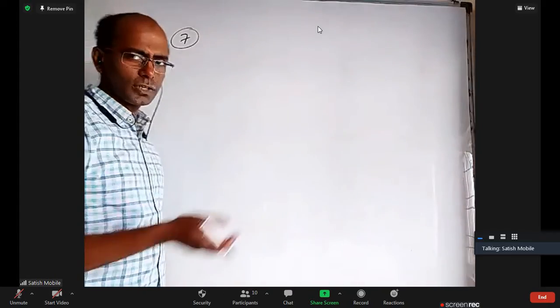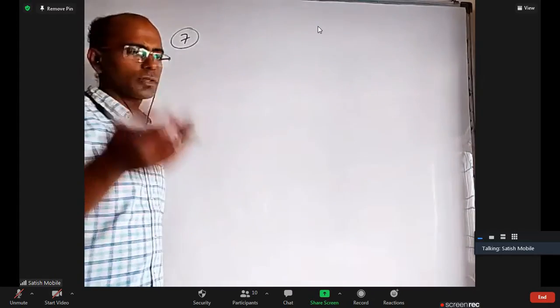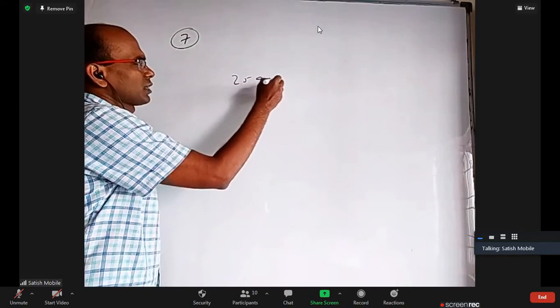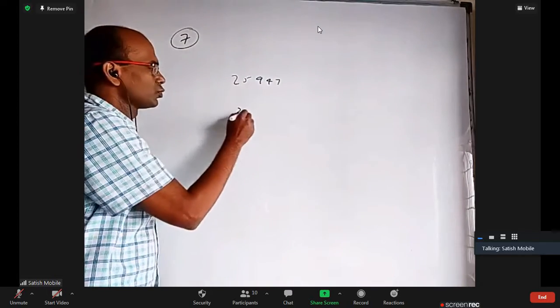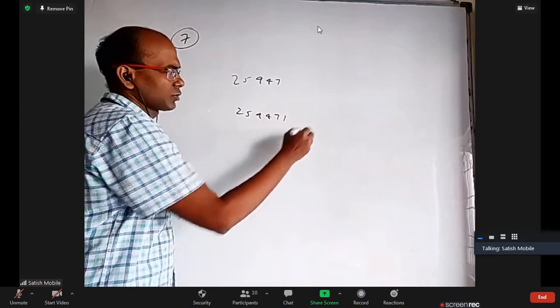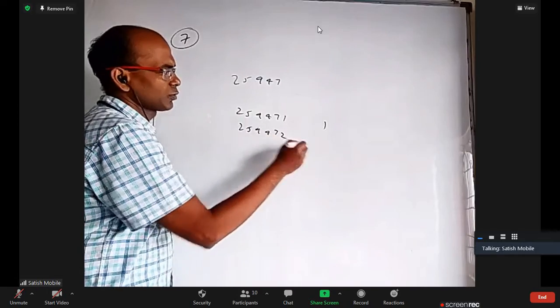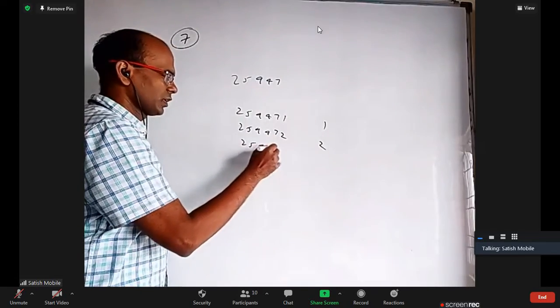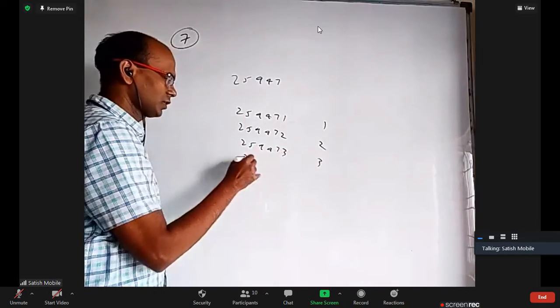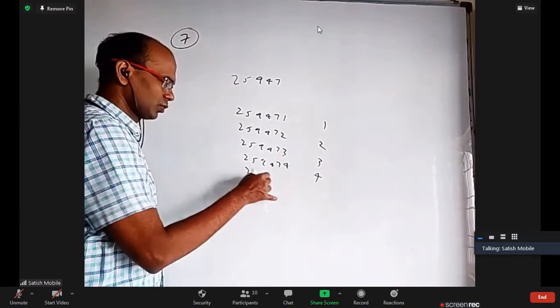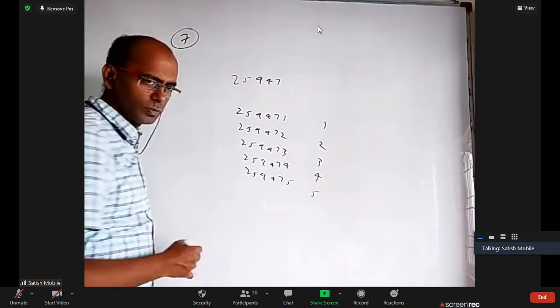Like that, there are many numbers. Maybe 792 may not be right, but let us say 25,947 is a number. 259471 should be divisible by 1. That is anyway true. 259472 should be divisible by 2. 259473 should be divisible by 3. 259474 should be divisible by 4. 259475 should be divisible by 5.